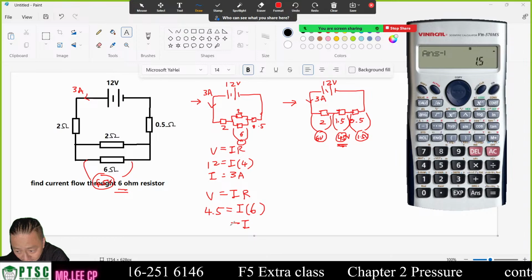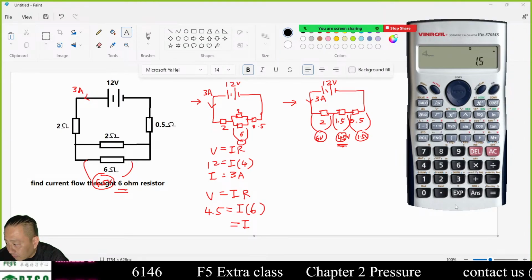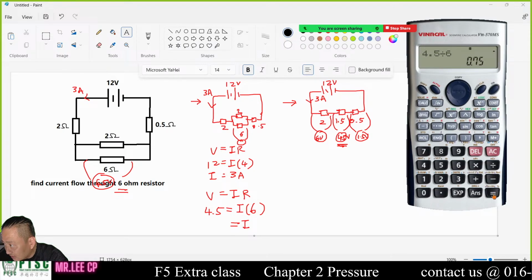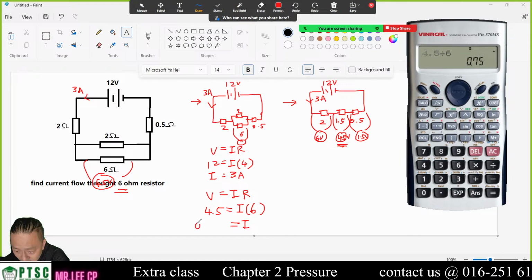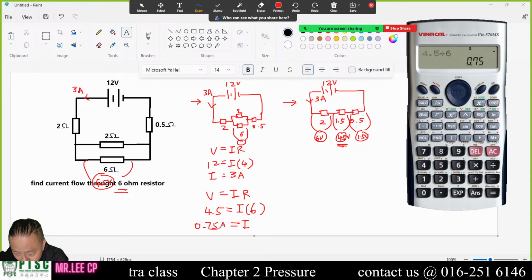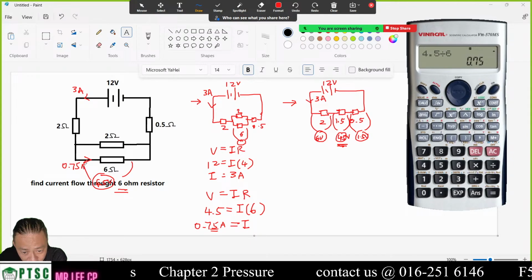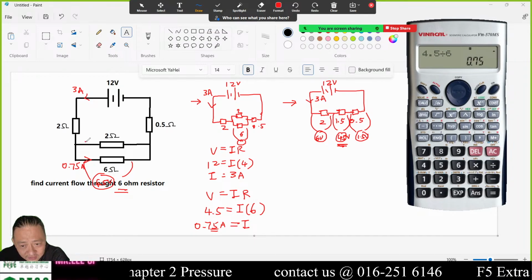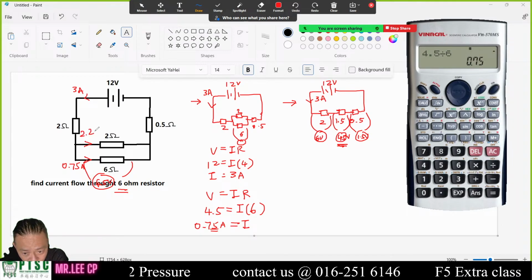So I is 4.5 divided by 6, equal to 0.75 ampere. So 0.75 flows to here. Why? Because the resistance is high, the current flowing through it is less. So here it will be 3 minus 0.75, which is 2.25.